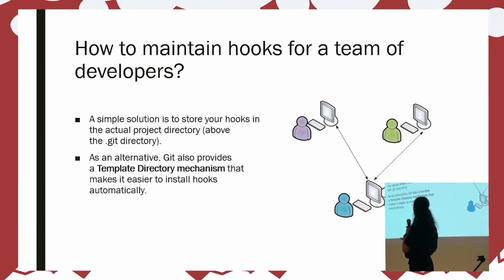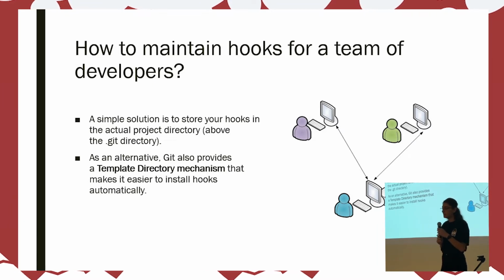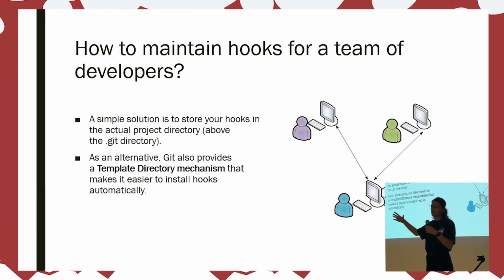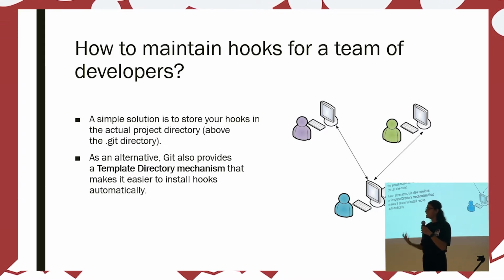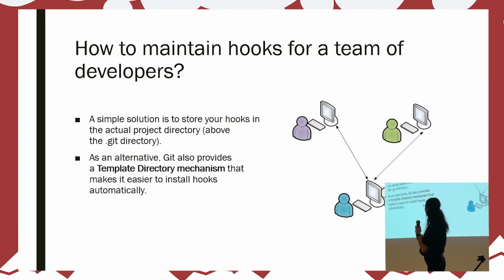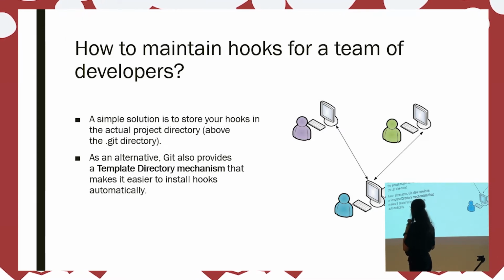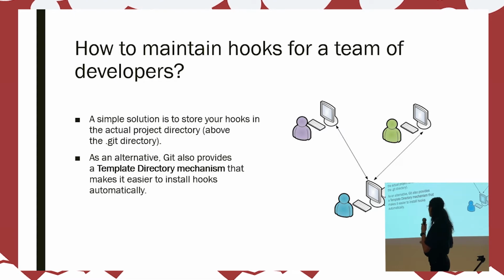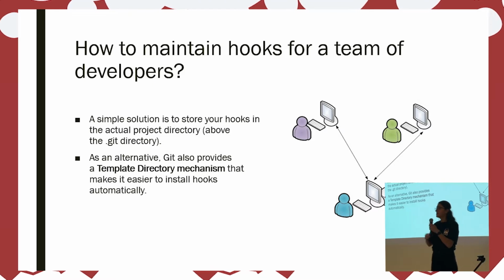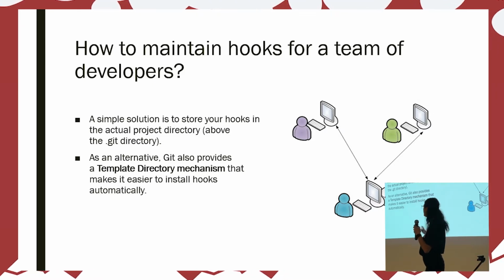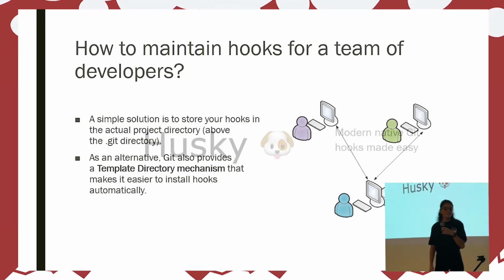A very simple solution is to store your hooks in the actual project directory above the Git directory itself. It means that whenever you push your changes, the hooks also get to the remote, and whenever cloning, you also get those hooks on your machine. An alternative is the template directory mechanism, which makes it easier to install hooks automatically. Honestly speaking, I have never used the template directory mechanism. It's just theoretical knowledge I have, but anytime you are interested in broadening your knowledge or using it, of course, all the developers are more than welcome.